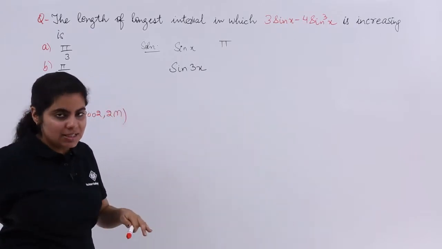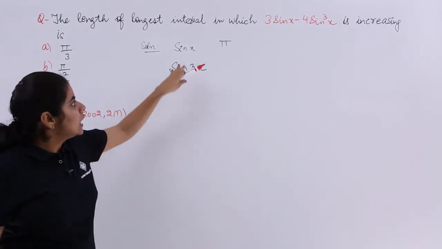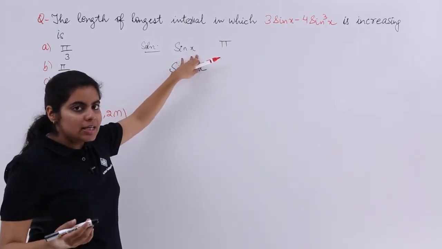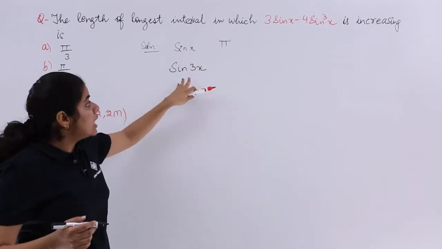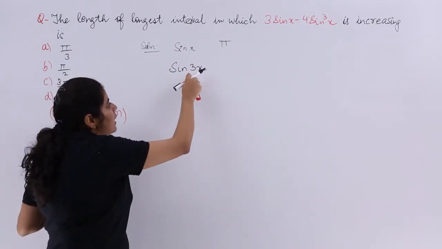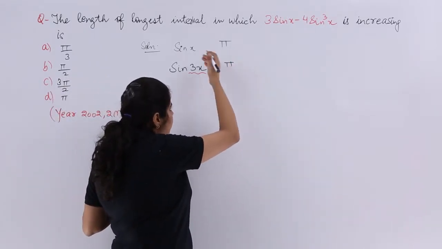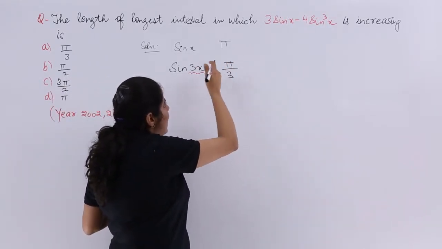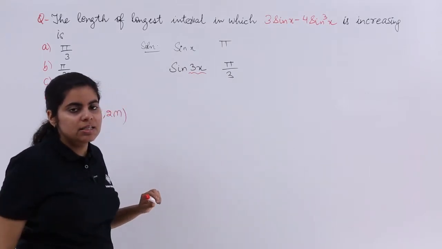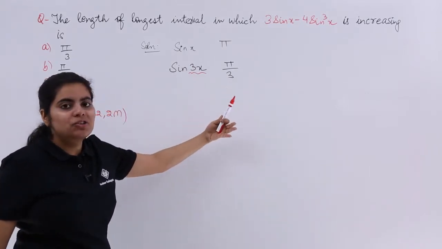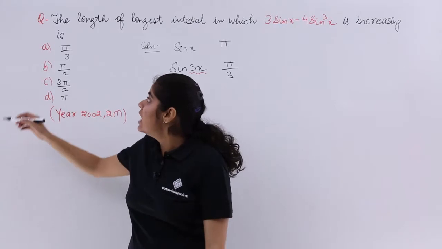So in such cases, what you have to do is, if it asks you about sin x, you know through the graph. If it asks you about sin ax, where a is 3 or 2, what you will do is, you will just write pi with denominator as that a value, that is simply pi by 3, and that you will be getting as the answer.